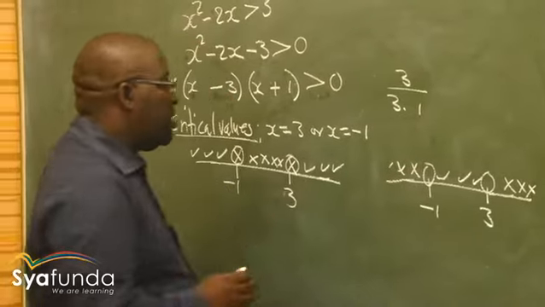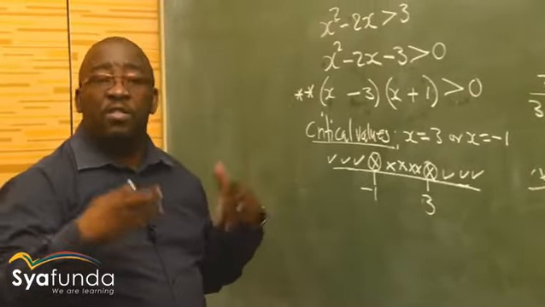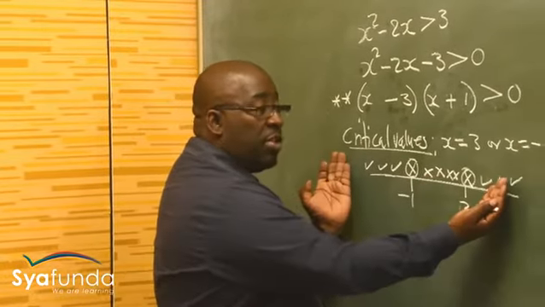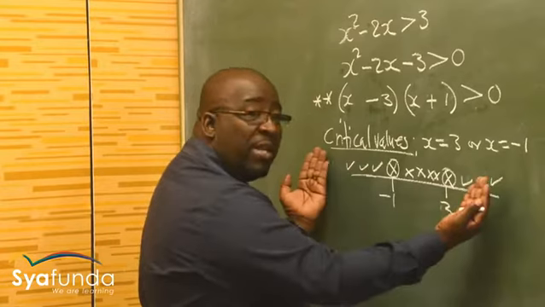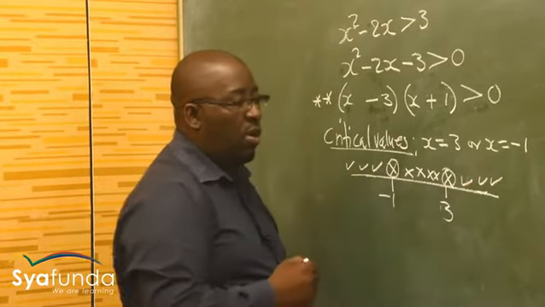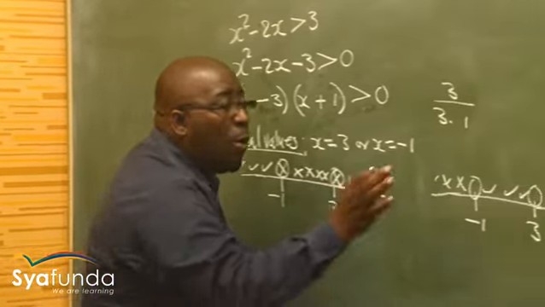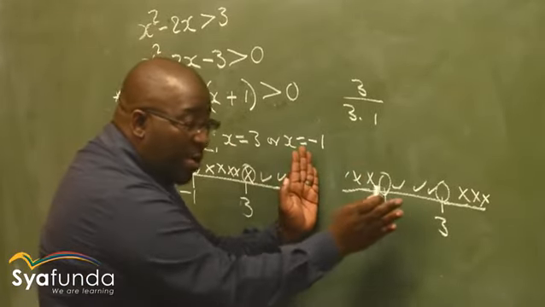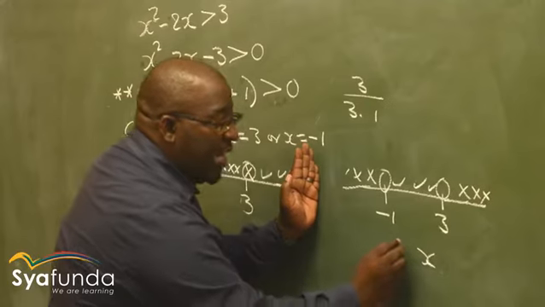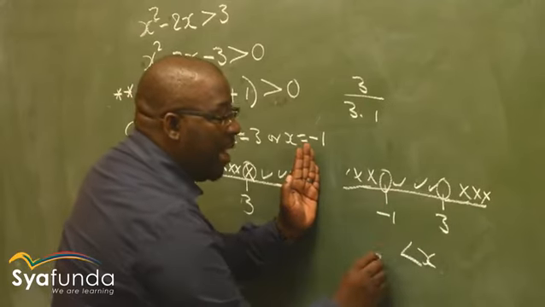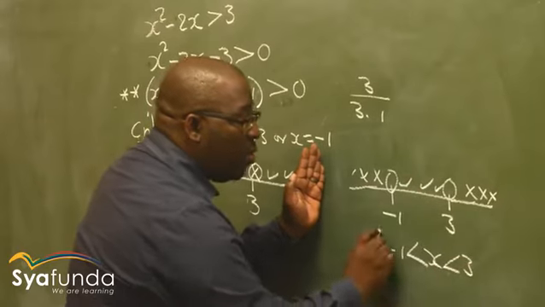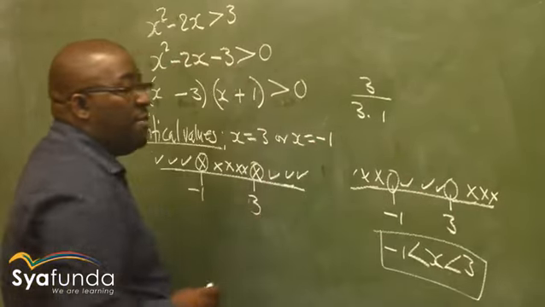If you check the middle one, you don't have to check the other two. They'll be the opposite of the middle one. If this is not a solution, this will be a solution. If this is a solution, this will not be a solution. All you need to do is to check only one. Right. What is it that I see here? If I was writing the solution only for this one, where is the solution? My solution is greater than minus 1, and my solution is less than 3. This is how I would represent this solution from that number line.